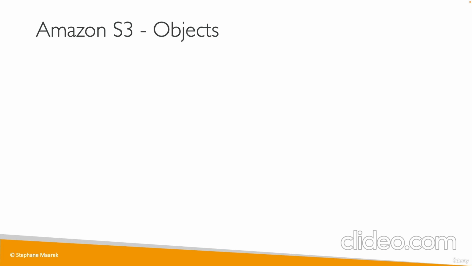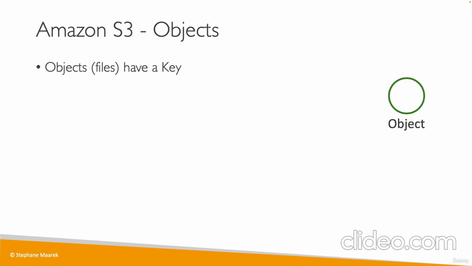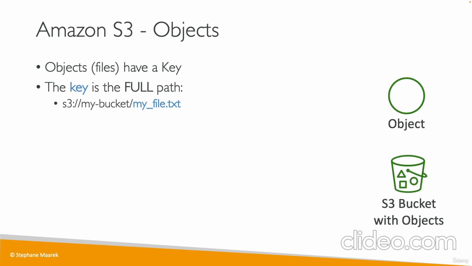Now let's talk about objects. These objects are files and they have what's called a key. An Amazon S3 object key is the full path of your file. If you look at my bucket, this is the top-level directory, then the key of myfile.txt is myfile.txt. But in case you want to nest it in what we call folders, then the key is going to be the full path: my folder 1 / another folder / myfile.txt.